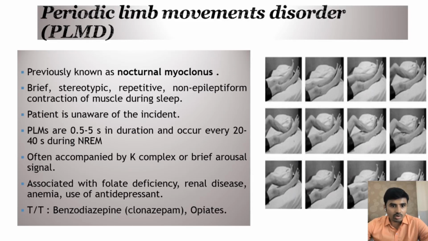Repetitive non-epileptiform contraction of muscle during sleep. Patient is unaware of the incident. Periodic limb movement disorders are 0.5 to 5 seconds in duration. They occur every 20 to 40 seconds during NREM sleep.